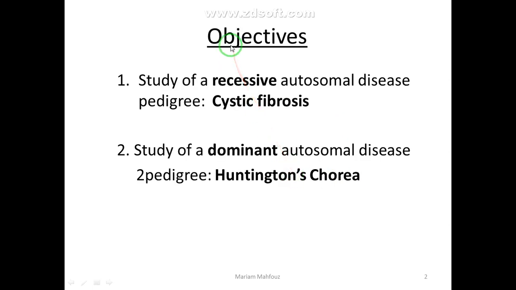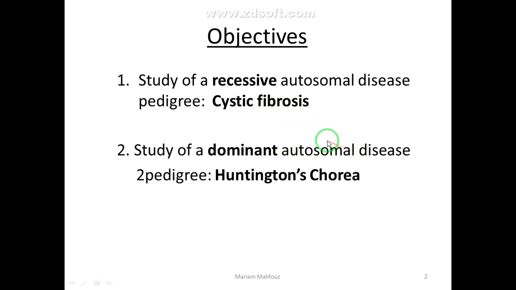In this document, we're going to focus on two kinds of pedigrees. The first one concerns a recessive autosomal disease, which is cystic fibrosis, and the other is a pedigree of an autosomal dominant disease, which is Huntington's chorea.